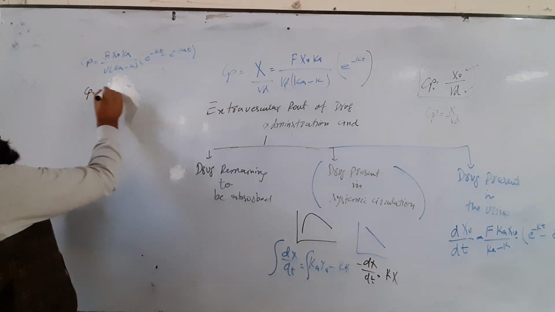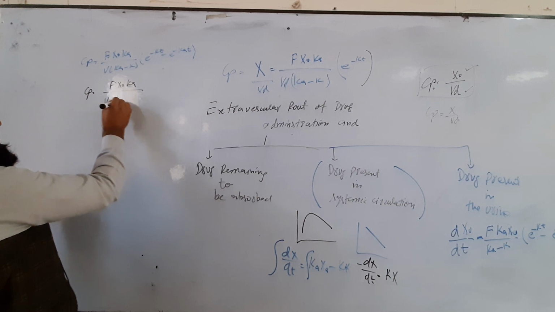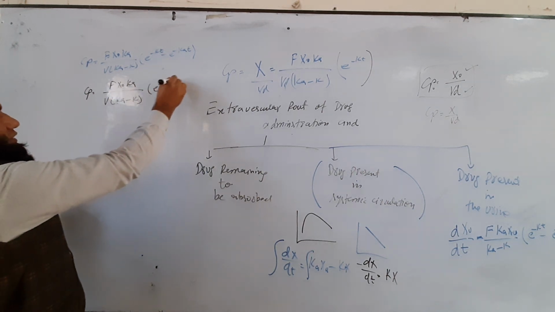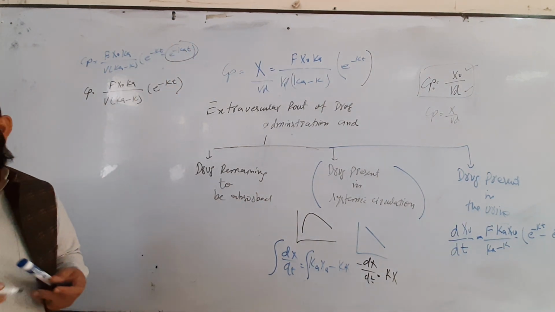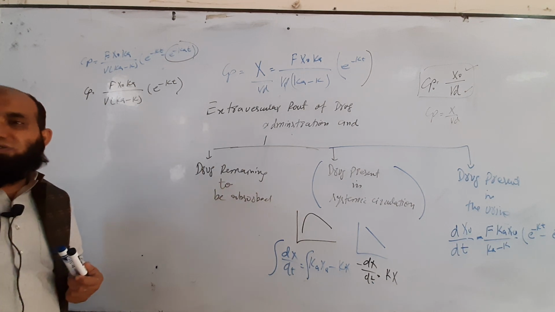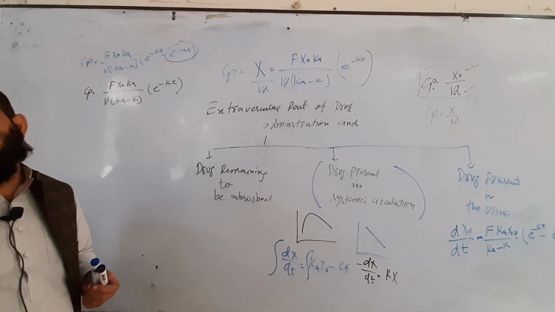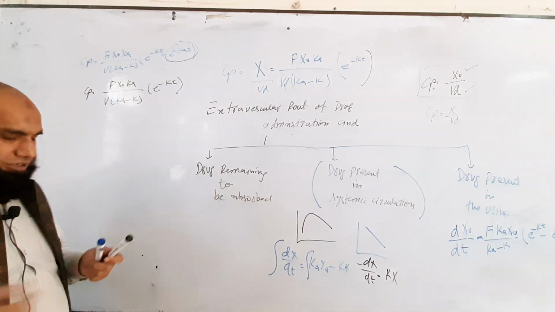Cp is equal to Fx naught Ka over V into Ka minus K, into e to the power minus Kt. Remember, we have removed this term. Why did we remove it? Because at the last stage we assume there is no absorption, as the maximum drug has now entered the systemic circulation.